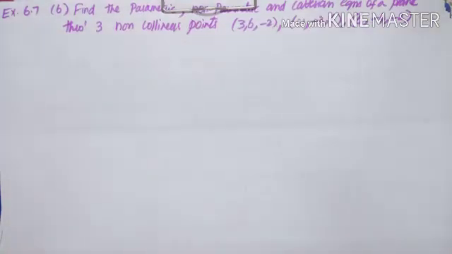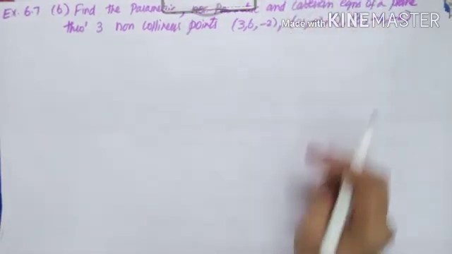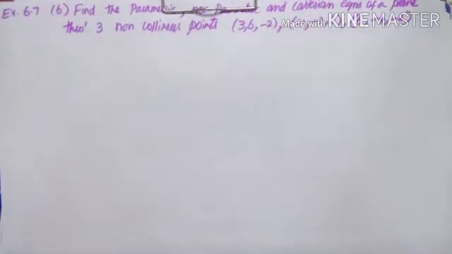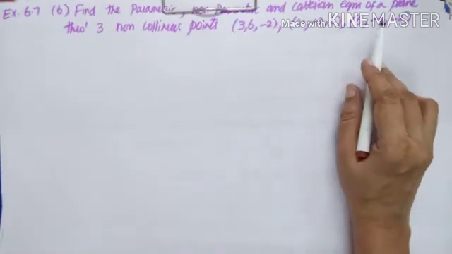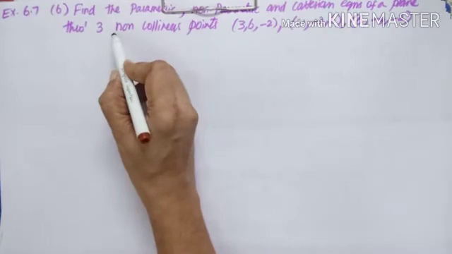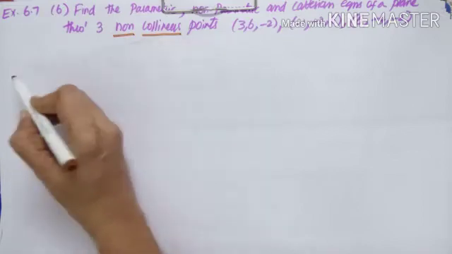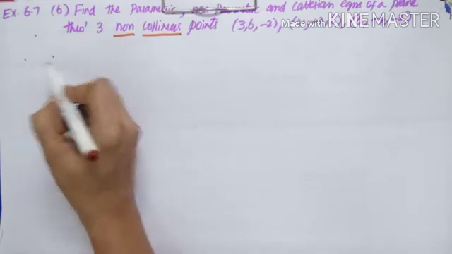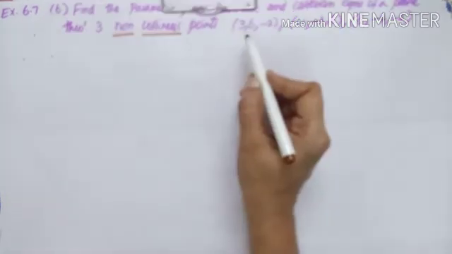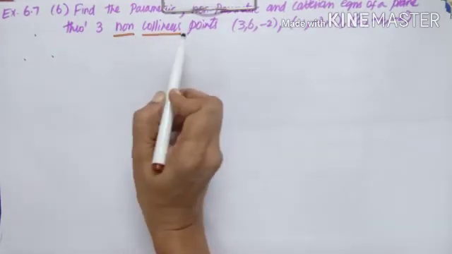Sixth question, find the parametric, non-parametric, Cartesian equations of a plane through three non-collinear points, 3, 6, minus 2; minus 1, minus 2, 6; 6, minus 4, minus 2. Notice the word non-collinear. The points should not be in the same line, then they will describe only a line. If they are like this only, I can create a plane passing through the 3 points. So always they give 3 points. They have to mention they should be non-collinear to proceed with.